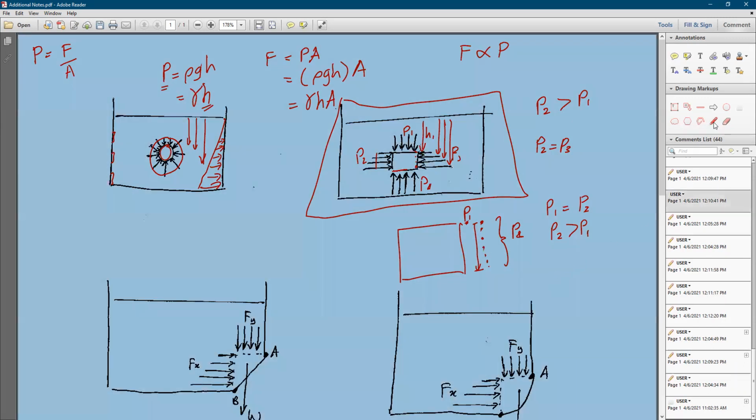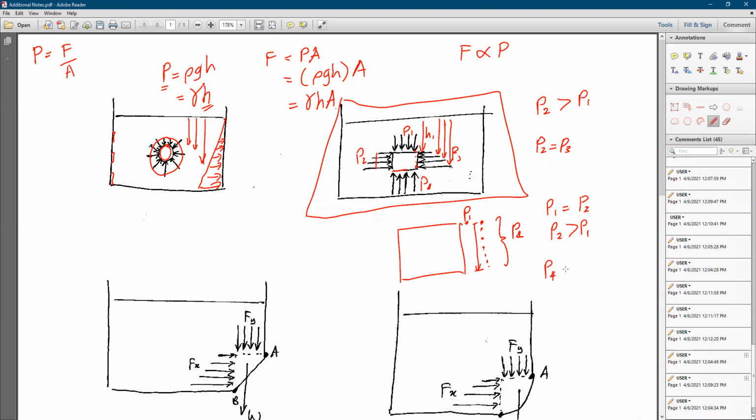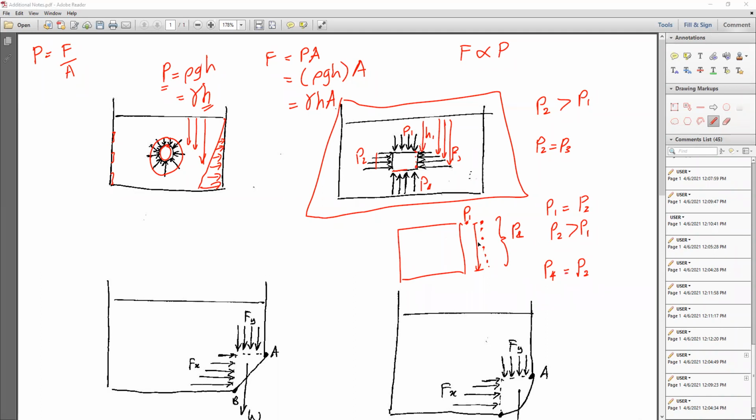P4, sorry, P4 is actually equal to P2 if, and only if, your point of reference for the P2 is here, the lowest point, then it will be equal to this P4. Oh, sorry, P2 and P4 will be the same. Okay, and the value of P4 at this surface will be the same because it is on the same elevation.